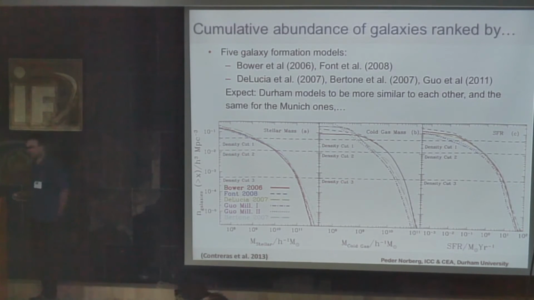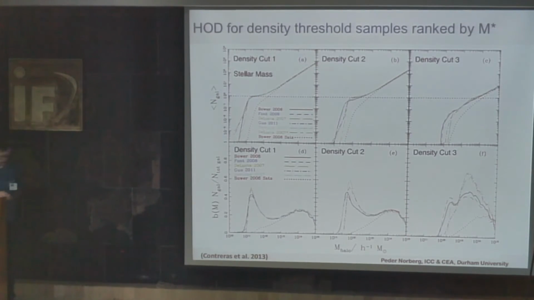But you can look at the same quantity as a function of cold gas mass or even star formation rate, and then realize the models are very different. The two Durham models are very similar to each other, probably quite logical again, and the three Munich models are also quite similar to each other. You can see these differences here. The reason we have done this as a function of rank, as a function of these different properties, is that we want to see what happens if you do HOD modeling on different properties, more than just stellar mass and so on.